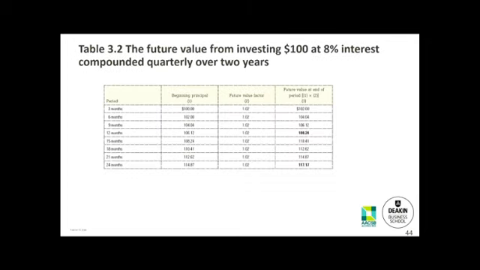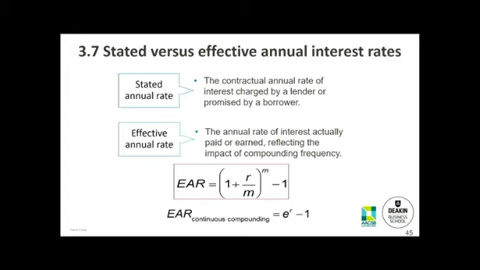All those examples, you can read your textbook for details. Let's talk about the last one, bank. I put the last topic here to make sure that you understand what's going on in practice. In practice, there's something called the stated annual rate, and there is something called the effective annual rate. That is mainly because of the compounding periods.